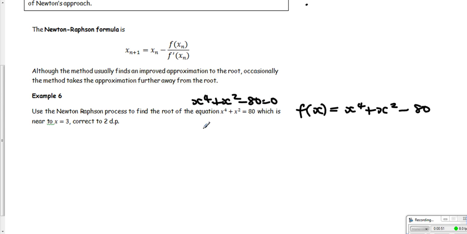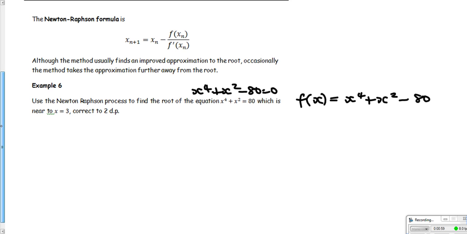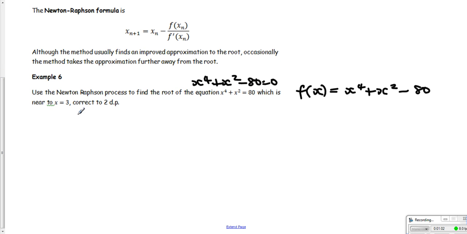Okay. So we've got to use the Newton-Raphson process to find the root, which is near to x equals 3, and we've got to get it to 2 decimal places. So I'll just have 2 or 3 goes at the iteration just to show what's going on. In an exam, they tell you exactly how many times to apply the method.